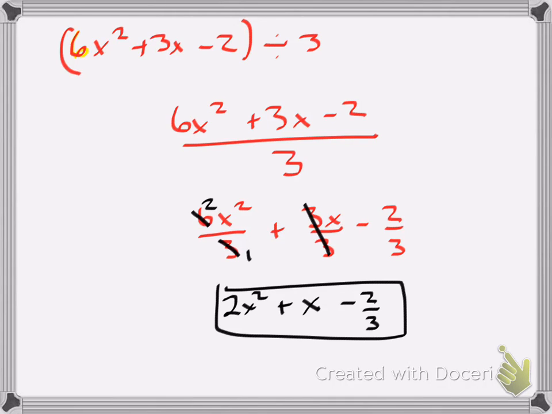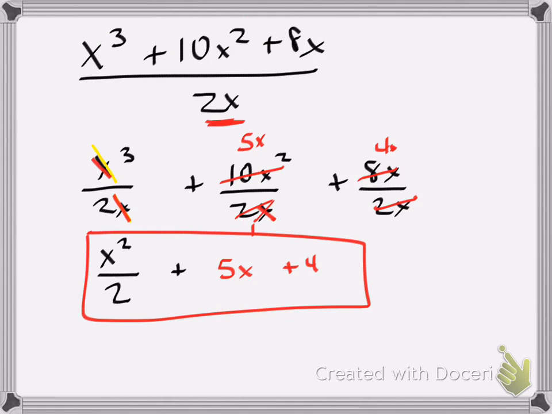Okay, I'd like you to try x cubed plus 10x squared plus 8x divided by 2x. Go. Pause the recording and do that problem. All right, so now check your work. We noticed that we could cross-cancel the x's, and you should have ended up with this.